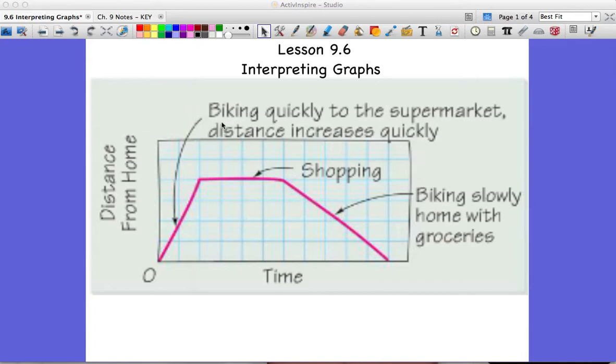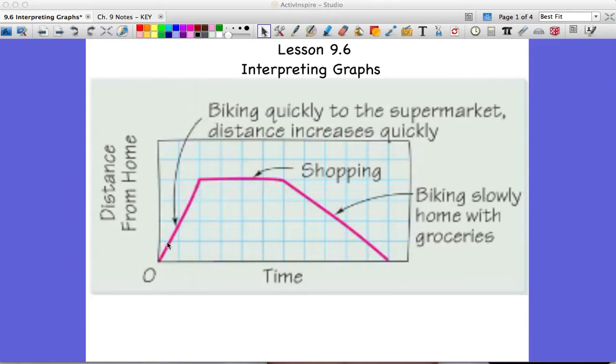So for example, in this one we have a person's trip to the supermarket. On your y-axis you have the distance the person is from home, so 0 being home. And then on the x-axis you have the time. So if you take a look at this graph, you can see that they started at home and then they fairly quickly started to get further and further away from home as they were riding their bike.